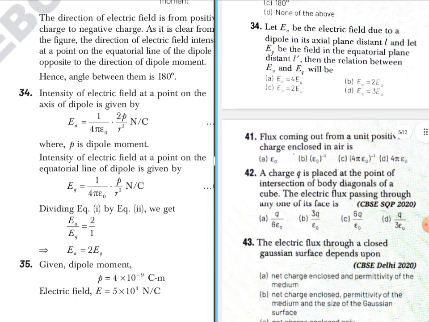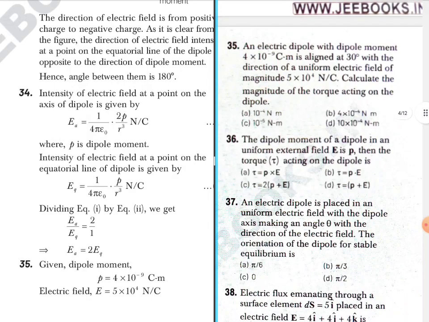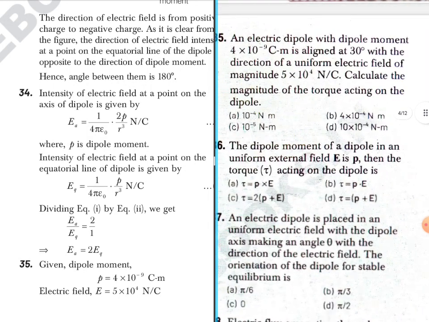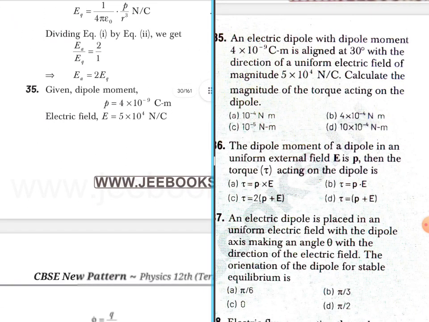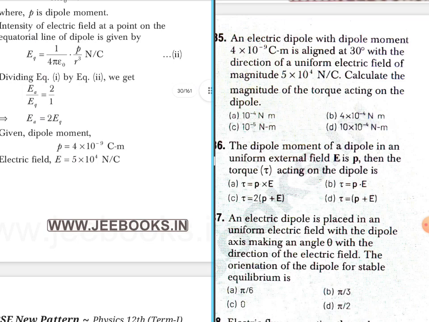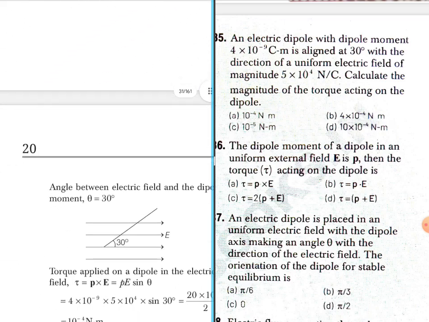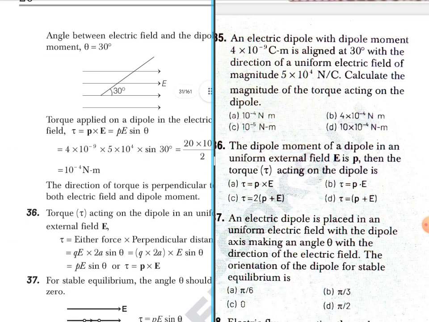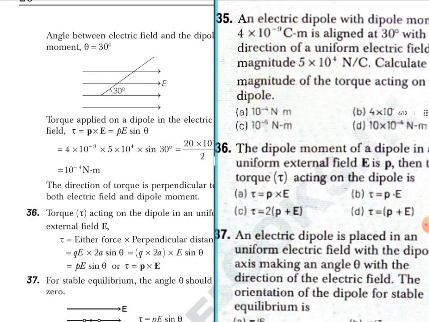So let's go to the 35th question. Electric dipole making an angle of 30 degrees, torque is equal to P sine 30. So then that's all. You know the values, you have to substitute and get the answer. So you should get 10 to the power minus 4 newton meter is the torque. So option A is the right answer.